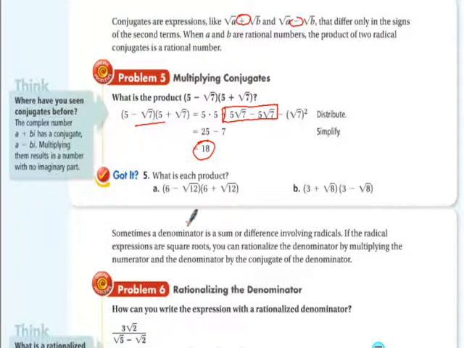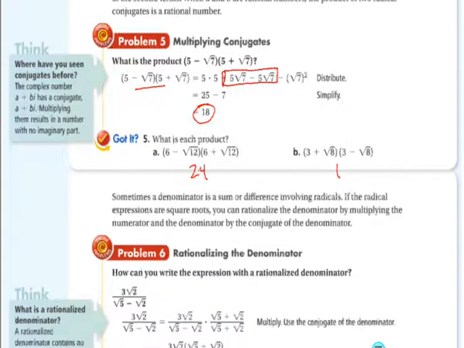Okay. Go ahead and pause the video here, see if you can get answers to A and B, and we really need to make sure we're getting these because we need them for problem 6. Go ahead and pause the video here. All right, so hopefully you saw that this was 36 minus 12, so that's just 24. And then this is 9 minus 8, so that's just 1.